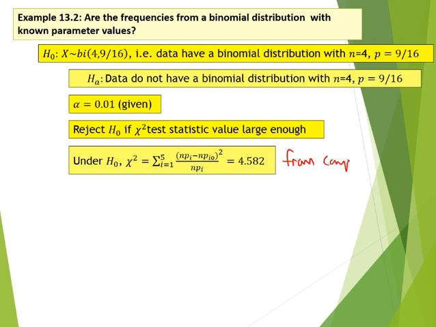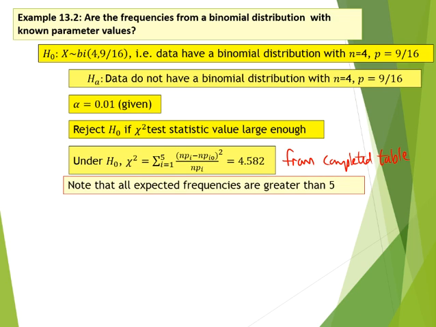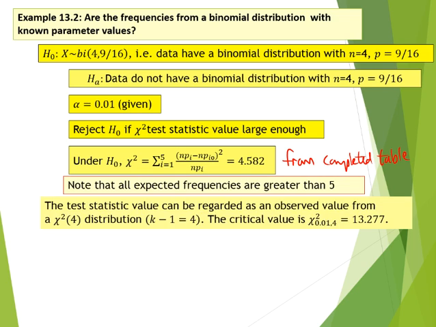the completed table. So I suggest you always complete this table, then do your test. All the expected frequencies are greater than 5. For the critical value, there are 4 categories, so your degrees of freedom is number of categories minus 1. Sorry, there are 5 categories, so your number of degrees of freedom is 5 minus 1, which is 4.